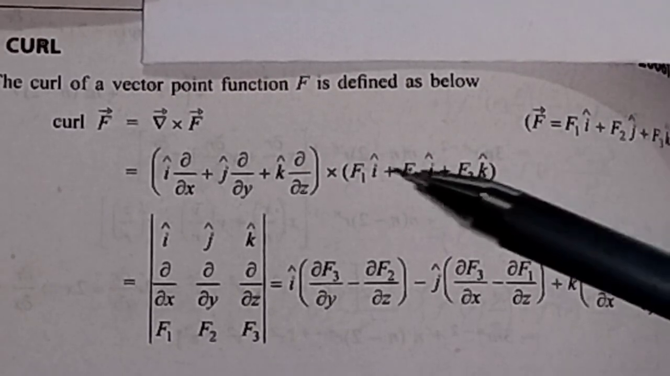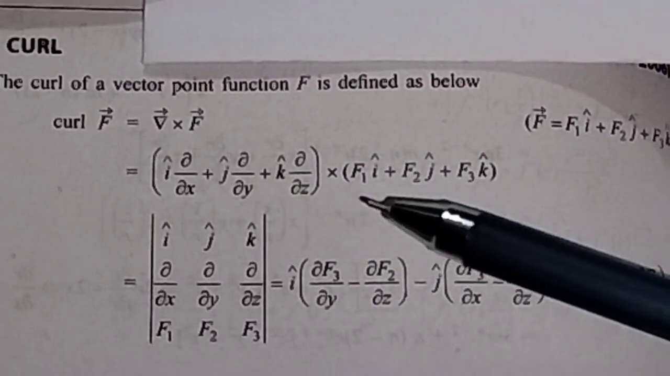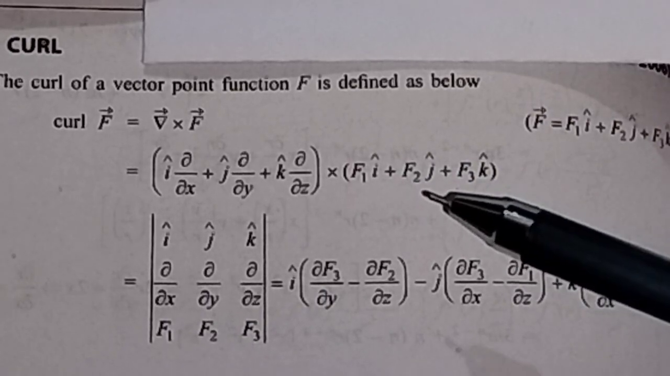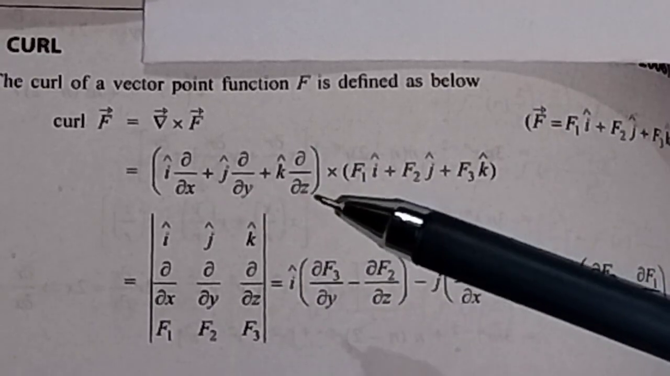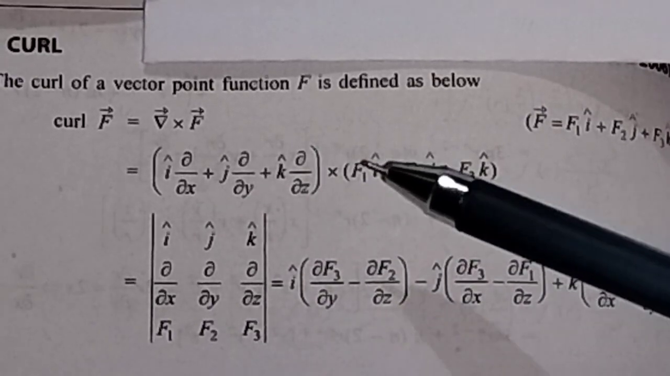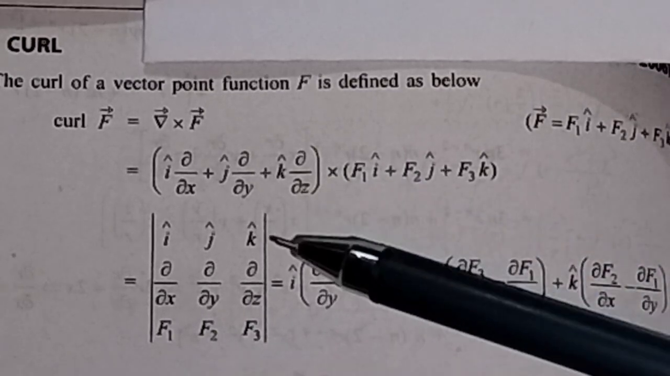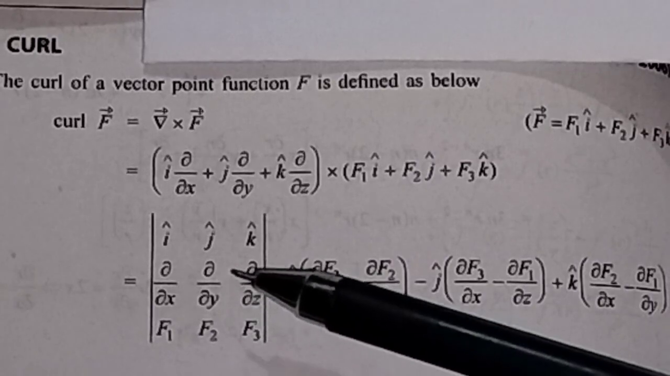So how do you represent the curl of a vector field? Suppose the vector field is f1 I cap plus f2 j cap plus f3 k cap, and this is your del operator. Then the cross product of this del operator with this vector field can be represented by this determinant form. This is called the determinant form.